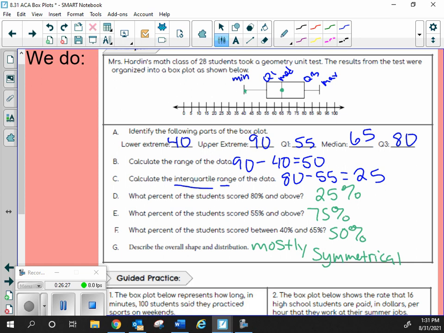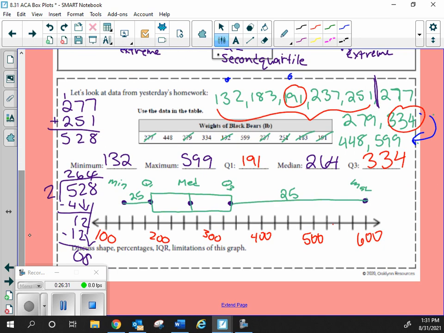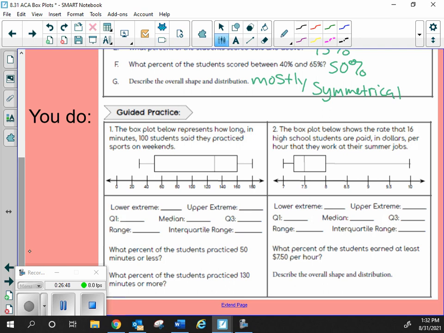If we go back to that first page, how can we describe the shape of that? Skew. Where's the tail? Where is it stretching out? Right, because that tail is on the right. Okay, while we've gotten some under our belt, let's do a few more on our own.